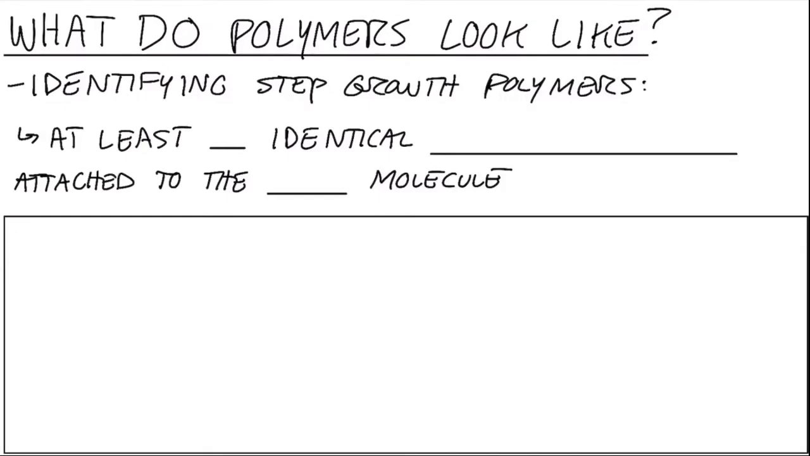What you're going to be asked to do for this half of this polymer unit is just to think about identifying which one is a step growth polymer compared to a chain growth polymer. Now, that doesn't mean you're going to have to memorize a bunch of these polymers. What you'll be looking for is this characteristic that we're going to fill in right now. If we have at least two identical functional groups that are attached to the same molecule in a polymerization reaction, that's going to be a step growth polymerization.